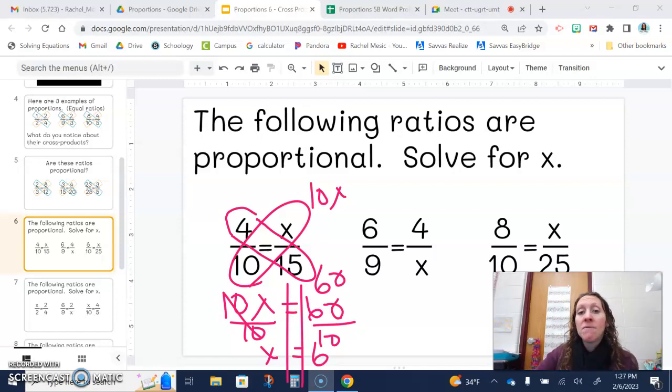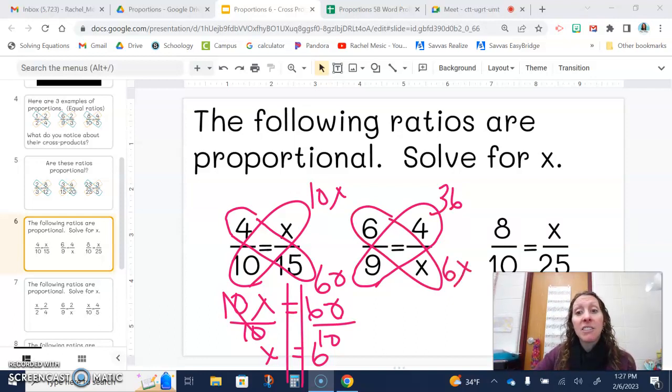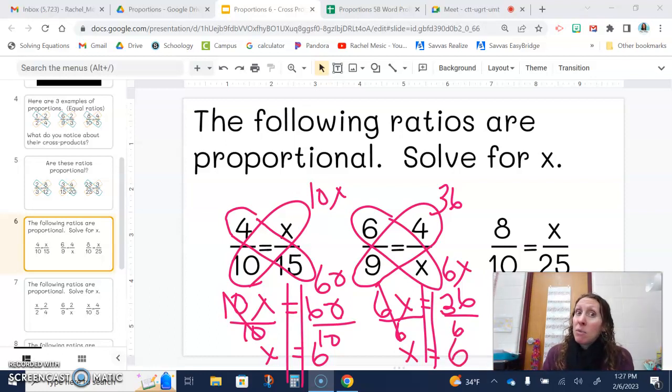All right, so for the next one here, 9 times 4 is 36. 6 times x is 6x. Those have to be equal to each other for this to be a proportion. So 6 times some number is equal to 36. You might be able to guess it, but if not, you can use the inverse of multiplication, which is division, and divide both sides by 6. 1x is the same as x, and then 36 divided by 6 is 6. So x, or the missing number, is 6.